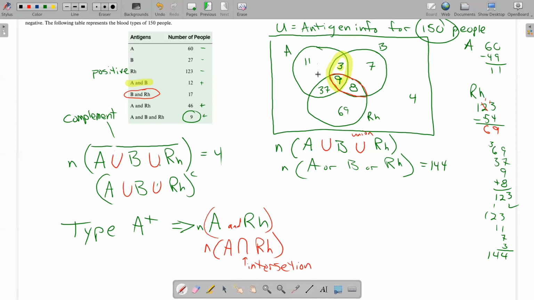So if I look up at my table here, A and RH, that would be this, let's see. Oh, take that back. A positive is a little more complicated: it's A and it's RH, but it's not B. So I would also say and not B, with either a line over the B or the complement symbol. That's what I want.